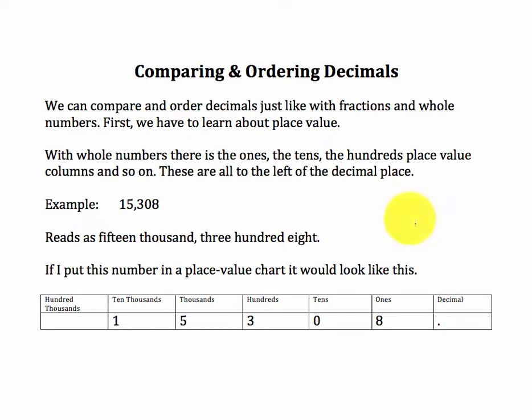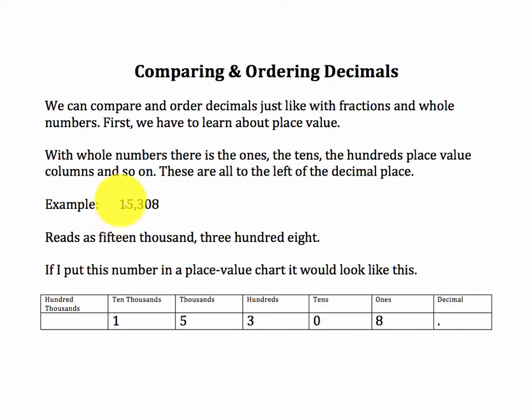So in a whole number, we know that we have the ones column, the tens, the hundreds, thousands, 10,000s, 100,000s, and it just keeps on going. And these are all to the left of the decimal place. So if we look at an example here, this number reads as 15,308.